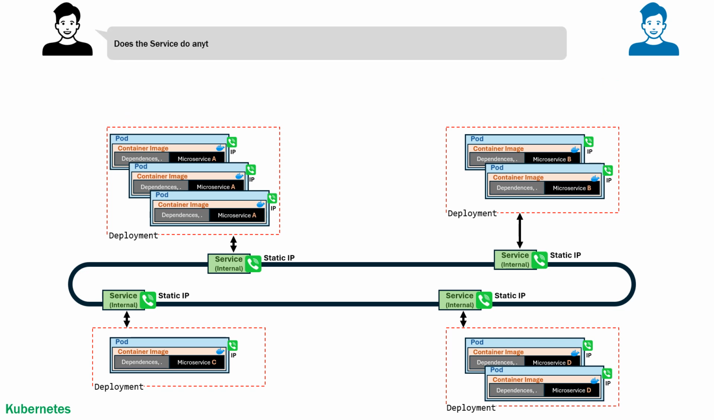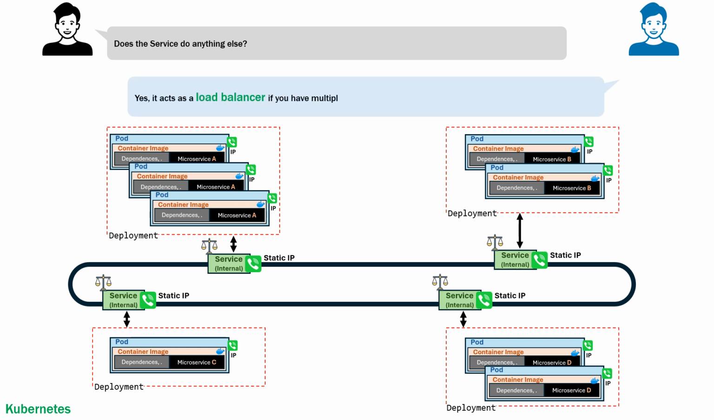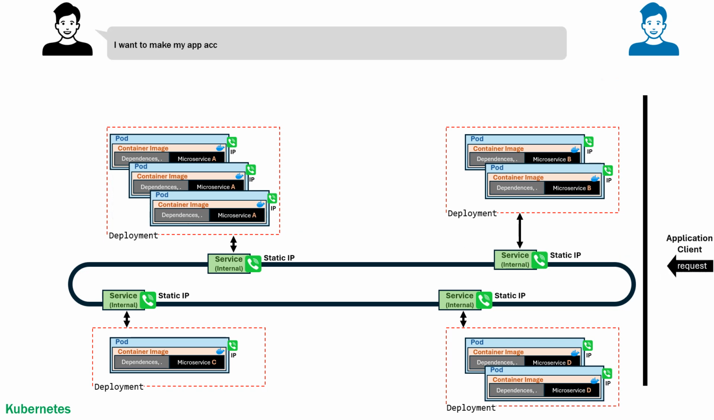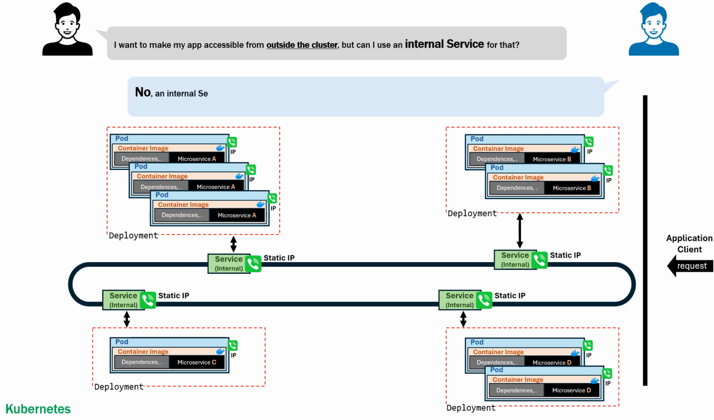Does the service do anything else? Yes, it acts as a load balancer if you have multiple replicas of a pod, distributing traffic among them efficiently. I want to make my app accessible from outside the cluster, but can I use an internal service for that? No, an internal service, like cluster IP, won't work because it's designed for communication only within the cluster.